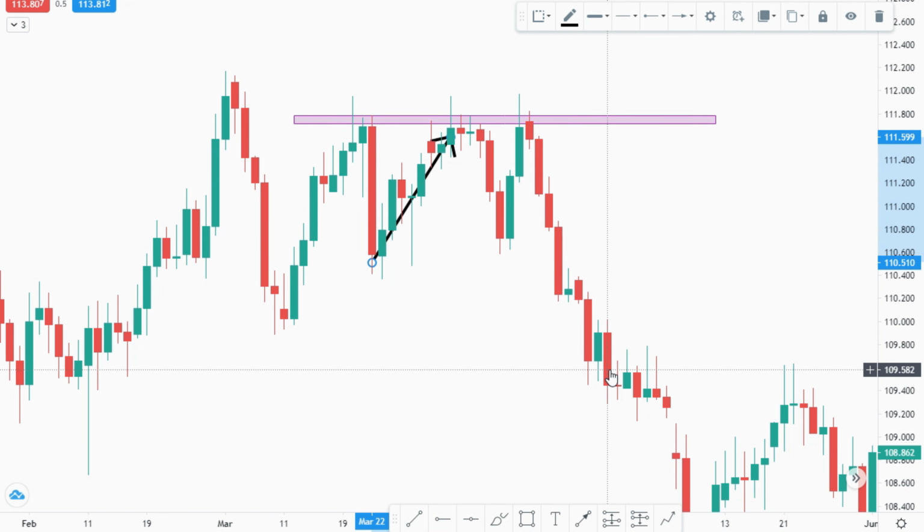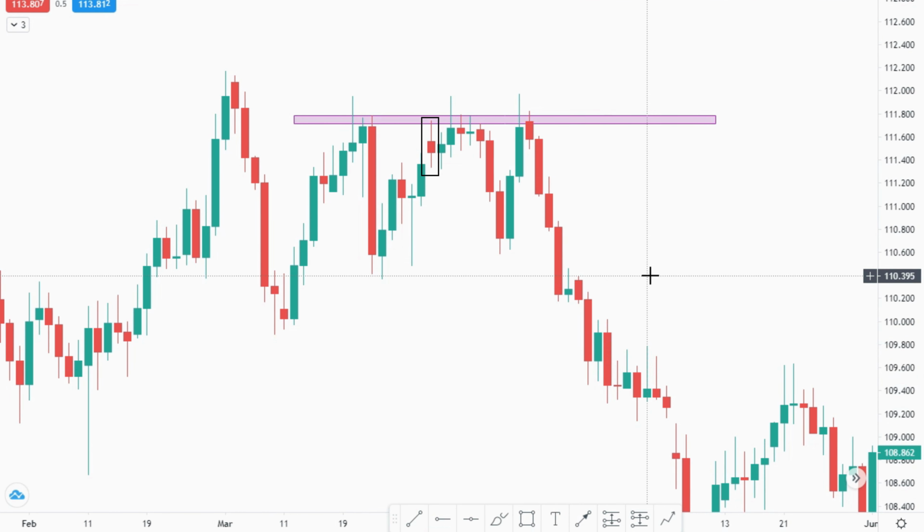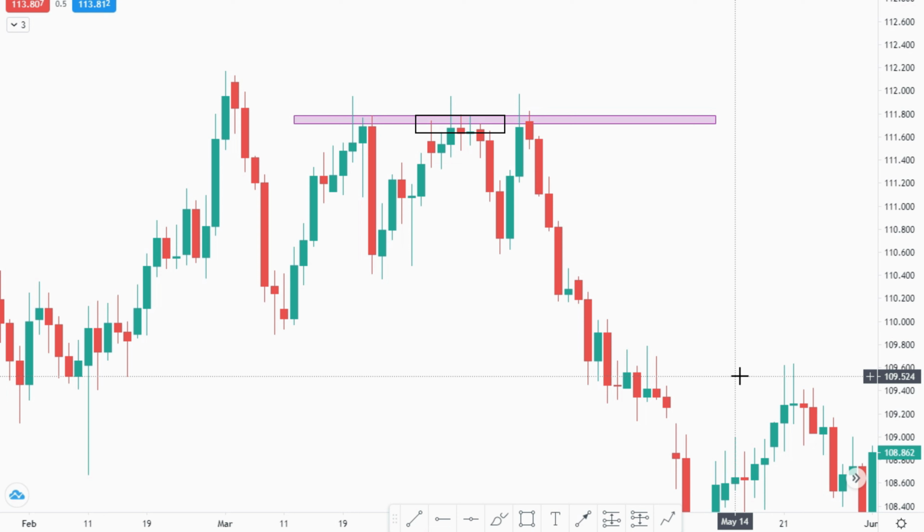First, we saw a long wick candle rejecting the resistance. Then we saw multiple candle rejections. And then we have an inside bar and another inside bar, showing that the buyers are weak at the key level. Then price came back up to this level.